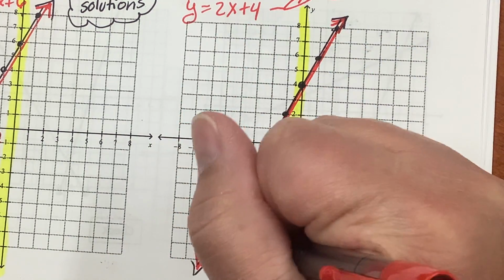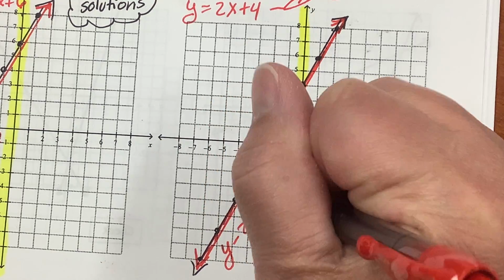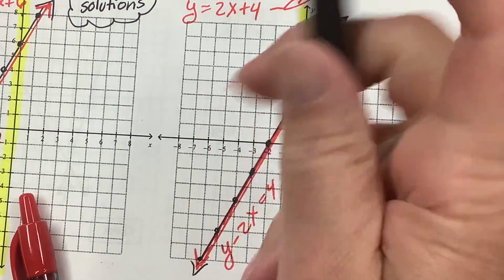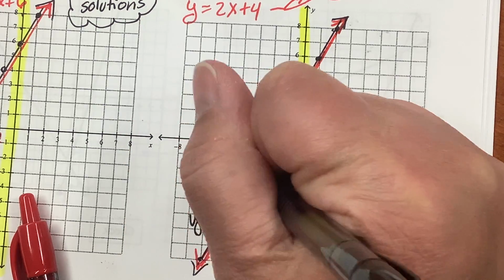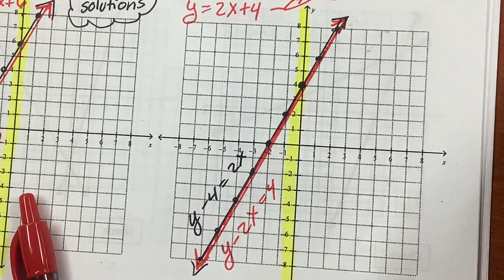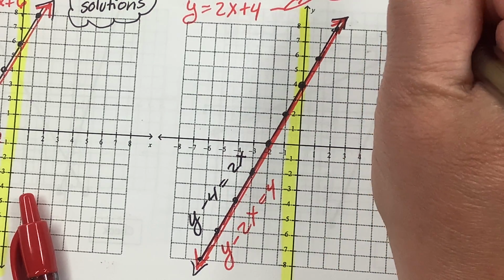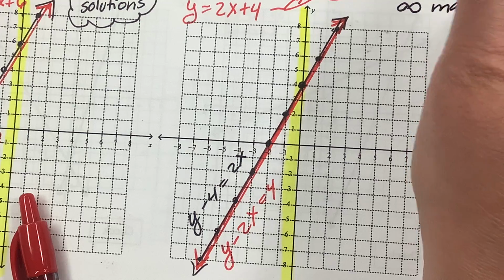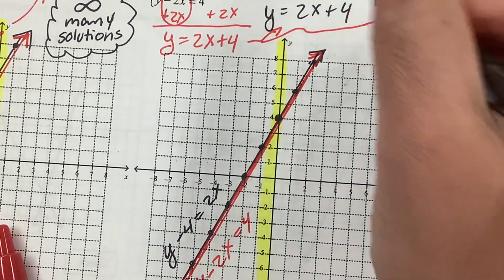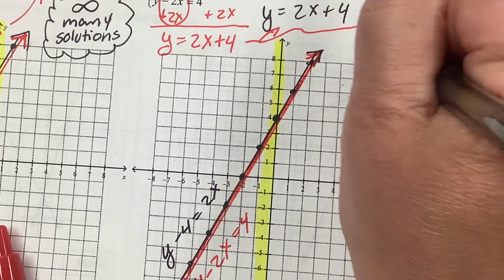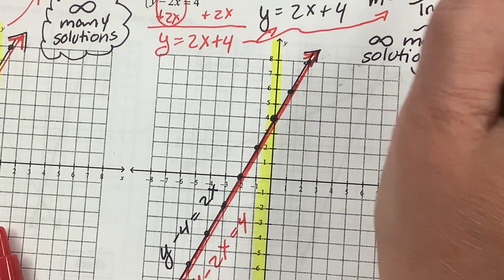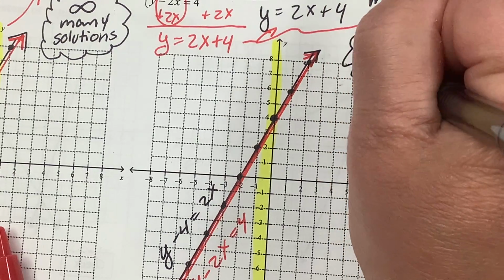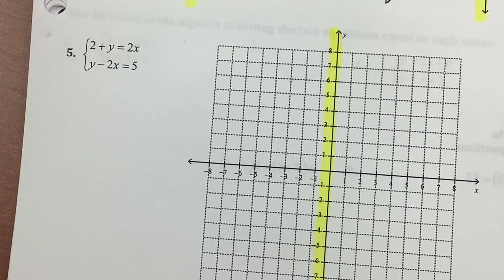So y minus 2x equals 4, and y minus 4 equals 2x. And I get to write, again, infinitely many solutions. Can you see that? Yeah, infinitely many solutions. Put a puffy cloud of happiness around it, because that looks good. And, woof. Now these two.